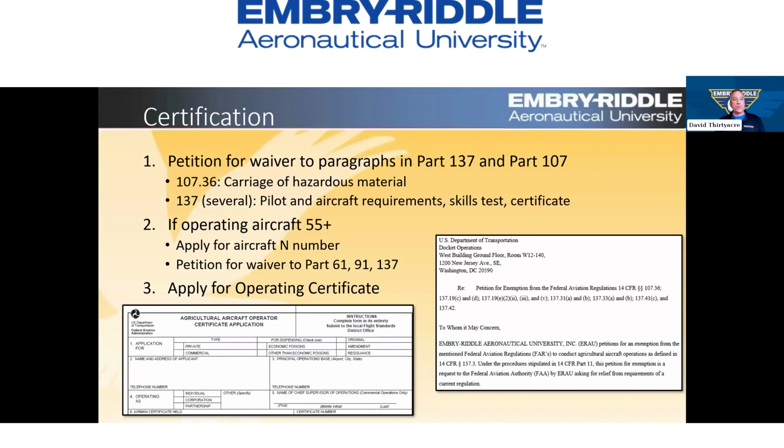Once you get that, because this is over 55 pounds, the waivers are done per aircraft. Under 55 pounds, the waiver clears you for all aircraft under 55 pounds. If you're 55 and over, it is going to be a specific aircraft. After you get all that done, then you apply for your operating certificate through the UAS Part 137 office.